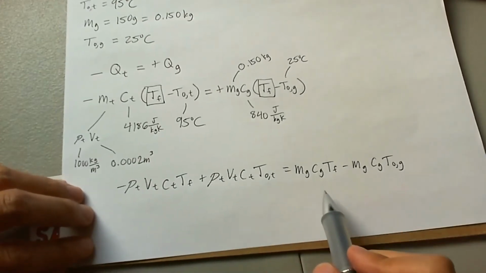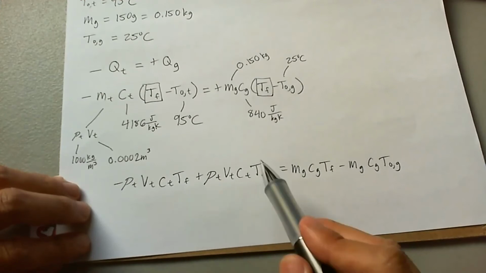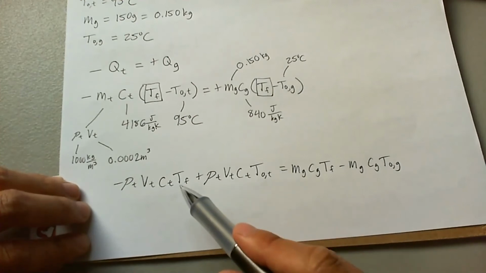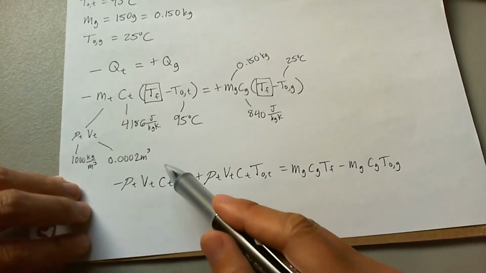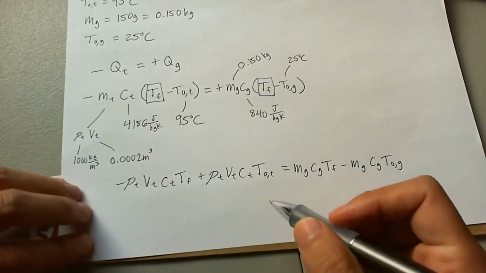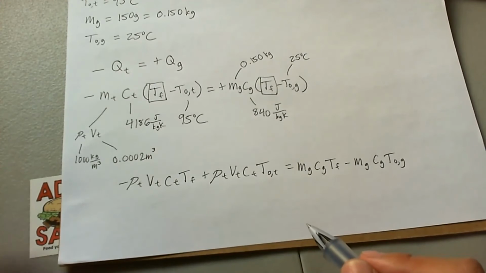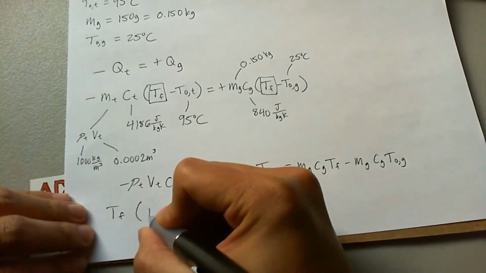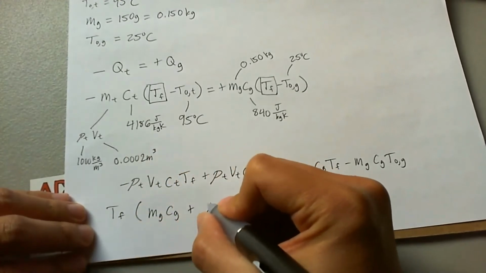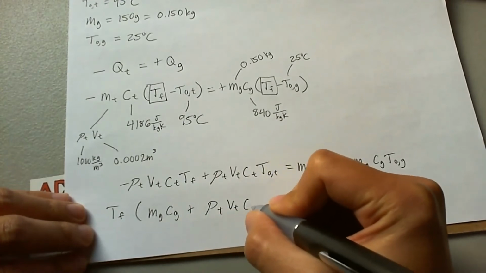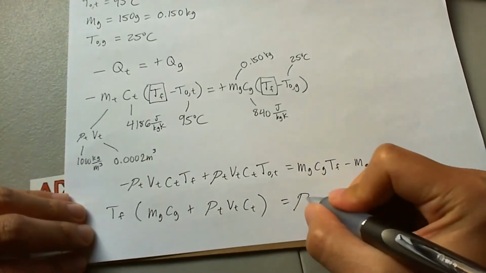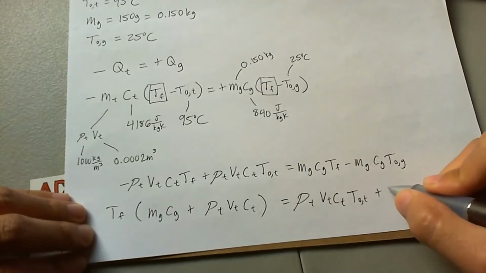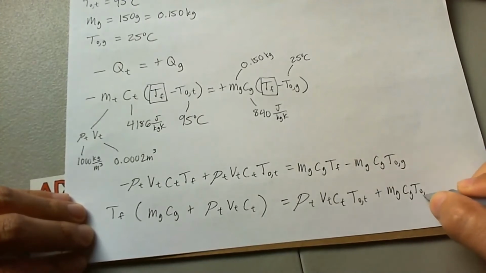Now let's isolate T final by bringing this term to the left, bringing this term to the right, and getting rid of the unnecessary negatives, and then isolating TF by putting the rest of the terms in parentheses. So I guess the opposite of distributing out. This comes out to be TF times M glass, C glass, plus rho T, VT, CT, is equal to rho T, VT, CT, T naught of T, plus M glass, C glass, T naught of glass.